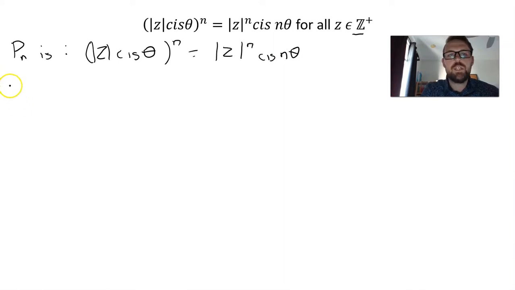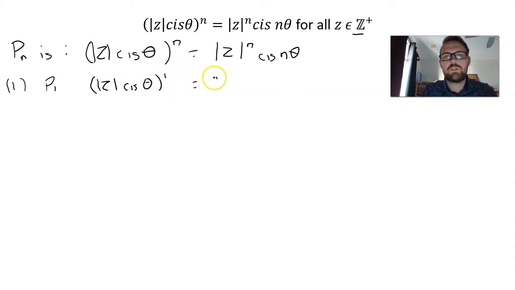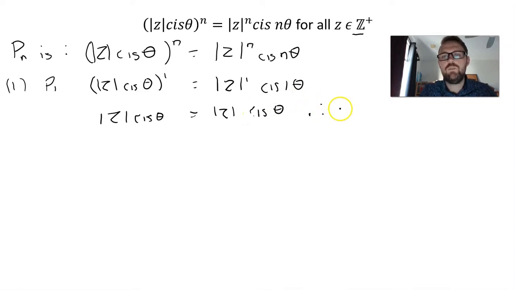Okay, so the next thing we did was for number 1, we wrote for P of 1, we get the modulus of cis theta to the power of 1 equals the modulus to the power of 1 cis of 1 times theta. All right, we can simplify both of these sides to be modulus of z cis theta equals the modulus of z cis theta. So therefore, P of 1 is true. Okay, so that's always step 1.